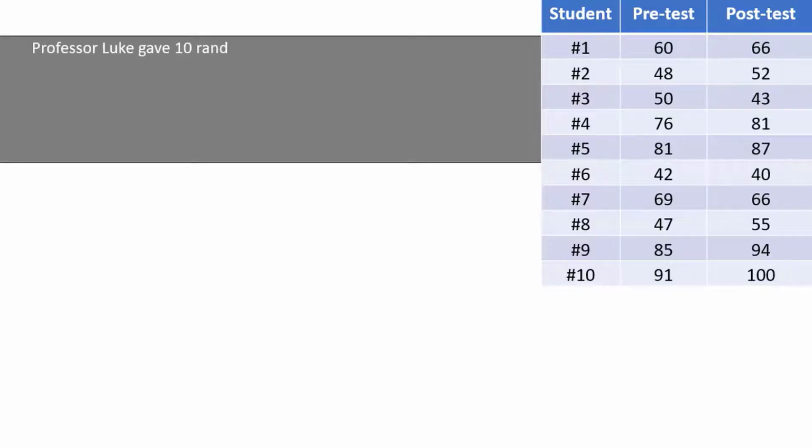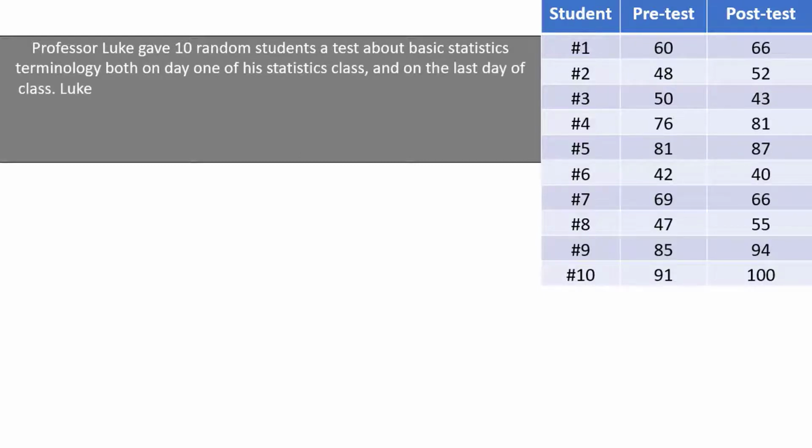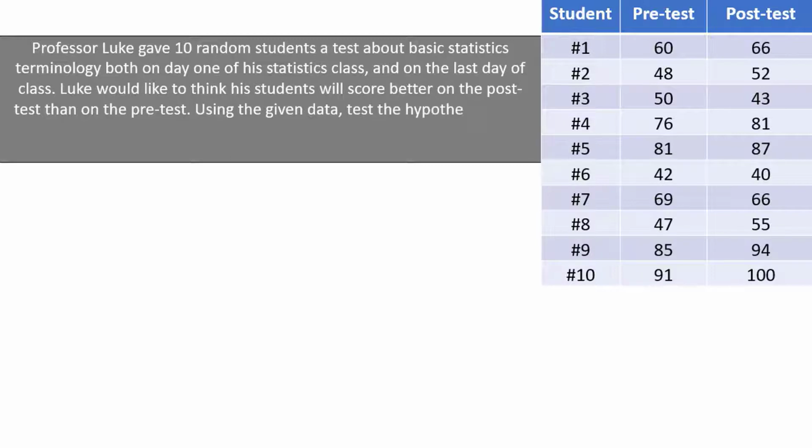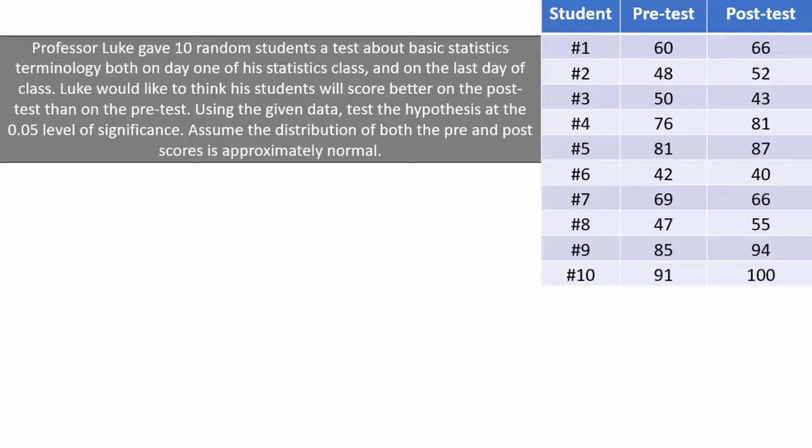Professor Luke gave 10 random students a test about basic statistics terminology, both on day 1 of his statistics class and on the last day of class. Luke would like to think that his students will score better on the post-test than on the pre-test. Using the given data, test the hypothesis at the 0.05 level of significance. Assume the distribution of both the pre- and post-test scores is approximately normal.